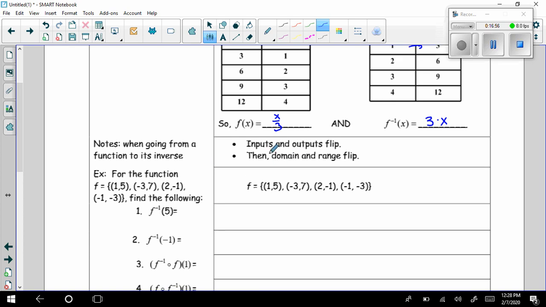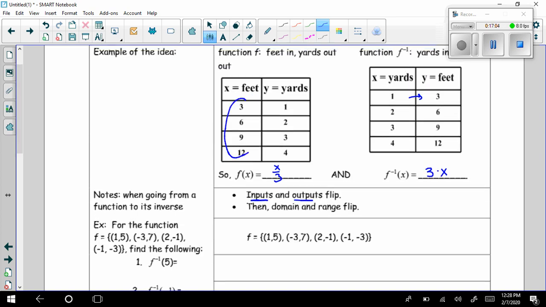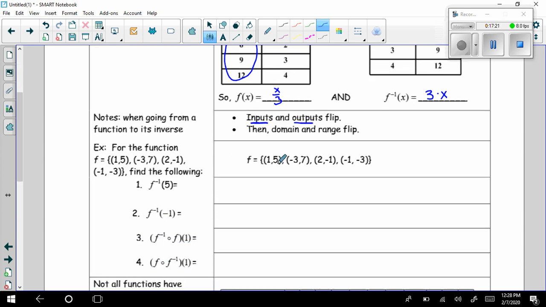And so when we're going from a function to its inverse, we'll see that the inputs and the outputs flip-flop. And so whereas before these are inputs, these are outputs, they have now traded places over here. The domain and range will also flip places. So this one's a little hard to tell because your domain and your range are both all real numbers. But we can look at a set of actual numbers and tell that too. So like our domain values here are 1, -3, 2, -1. That becomes your range in its inverse, right?